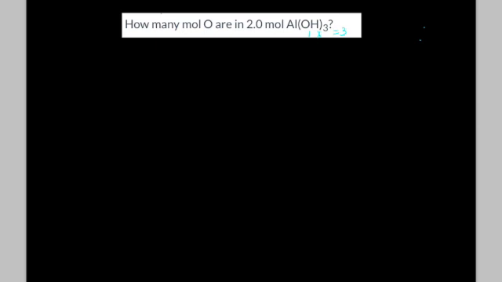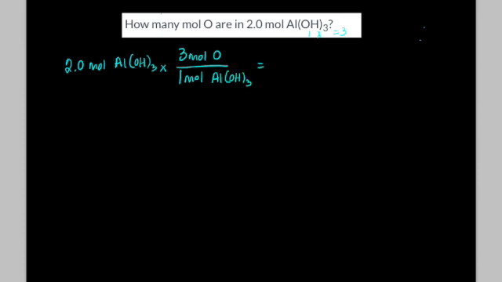To set up the math, we write the starting units, 2.0 moles of aluminium hydroxide. And we then recognize that there's 3 moles of oxygen in 1 mole of aluminium hydroxide. And so the moles of Al(OH)3 here cancels, and we have 2.0 times 3, which is equal to 6.0 moles of oxygen, and that's accurate to 2 significant figures.